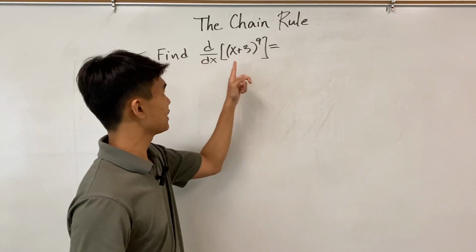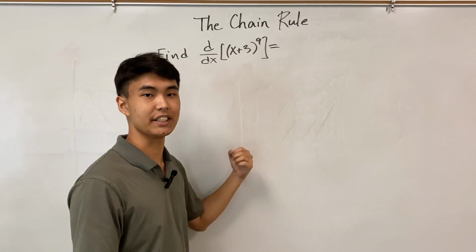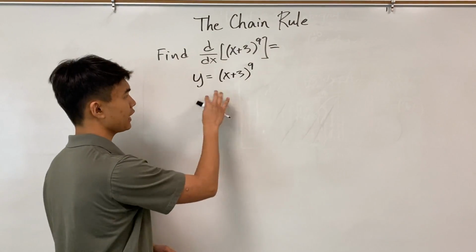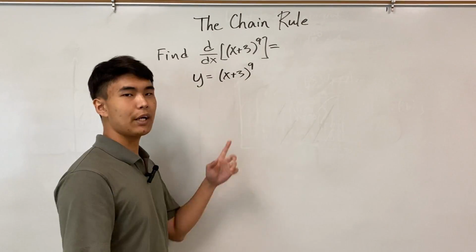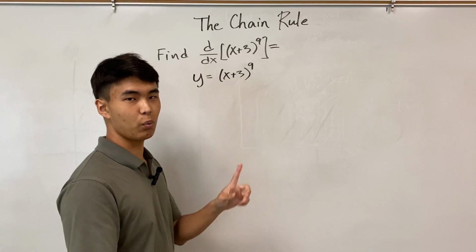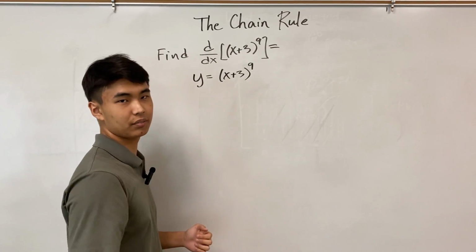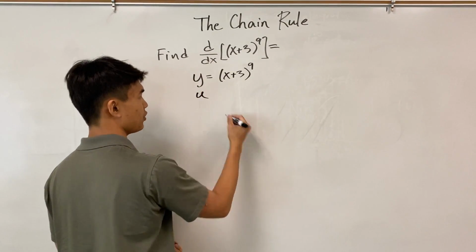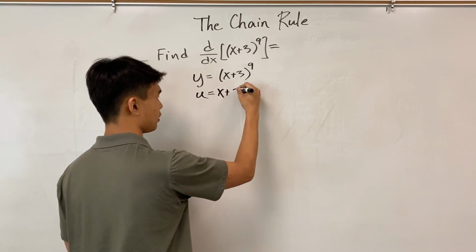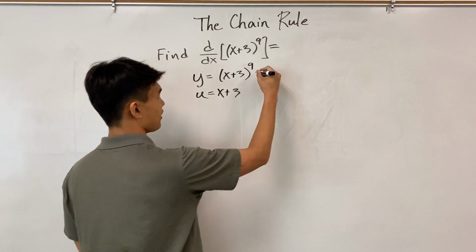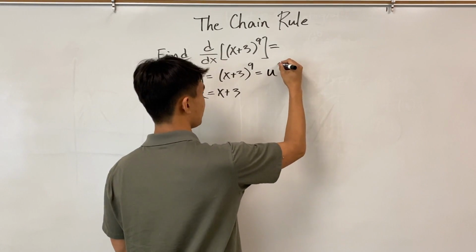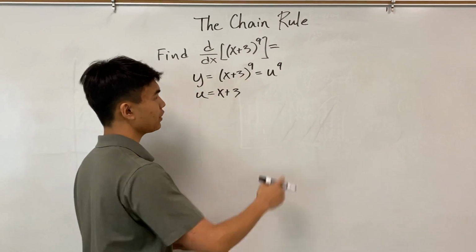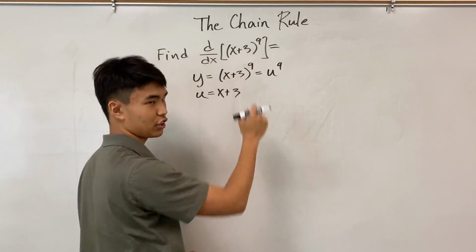We're going to make a substitution into this function to make it easier to differentiate. I'm going to let y equal (x + 3)^9. How could we make this simpler? What if we let one letter equal x + 3? I'm going to make up a variable, say u, and I'm going to let u equal x + 3. Using this, y now turns into y equals u^9. That's good enough, but we don't actually know how to use this to find our derivative yet.